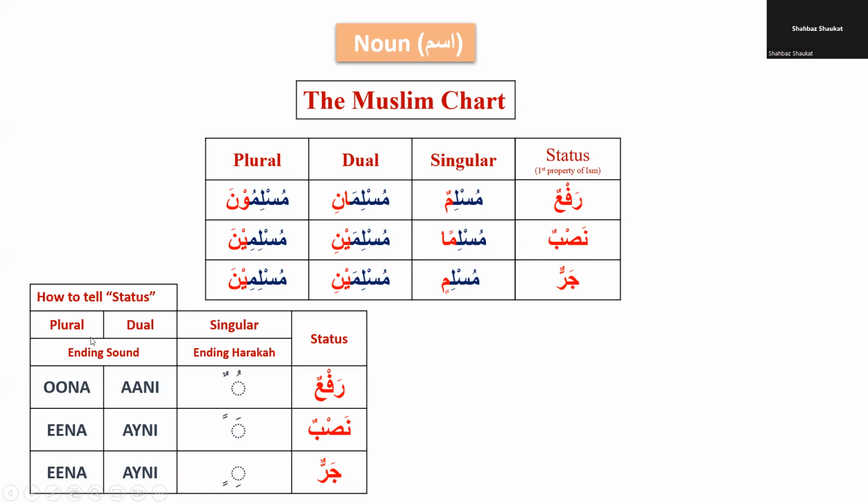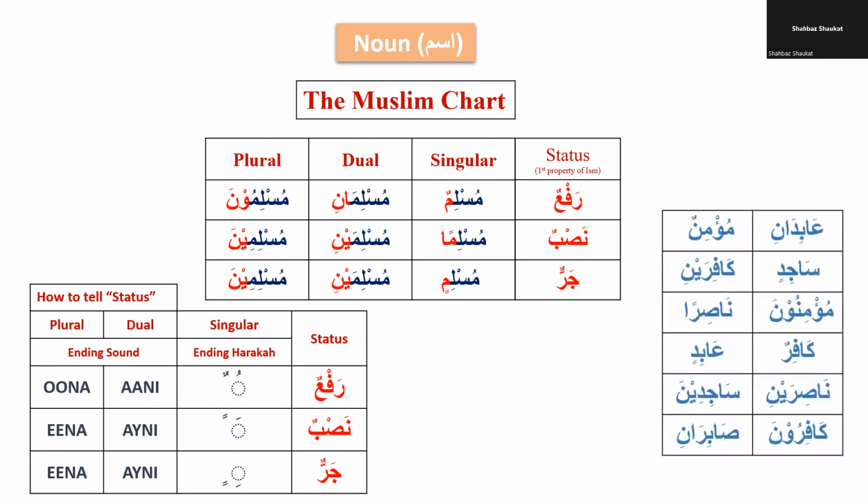Then we learned about the plural. If the ending sound is una, like Muslimuna, then the status is Rafa. And if the ending sound is ina, like Muslimina, then the status is Nasab or Jar. This is the masculine Muslim chart. Then we practiced with different words and tried to identify their status.